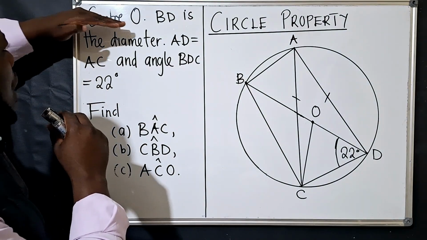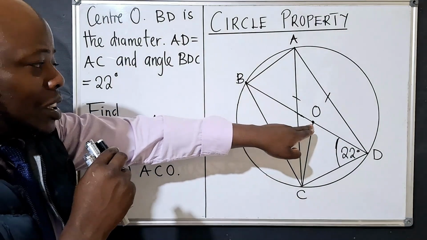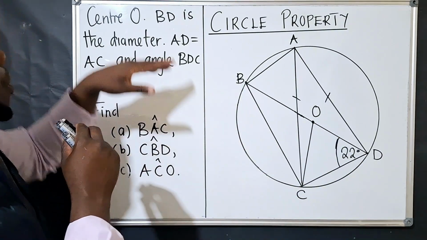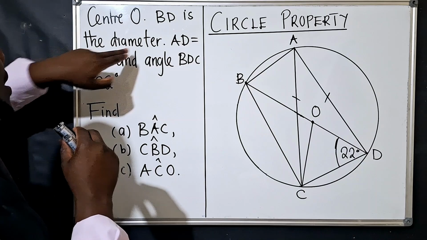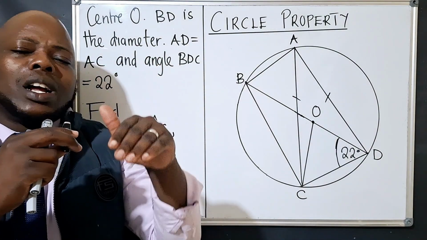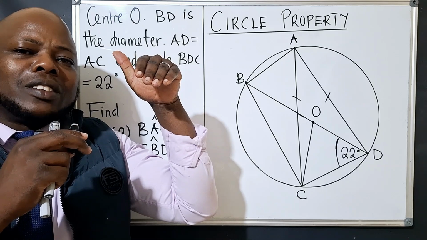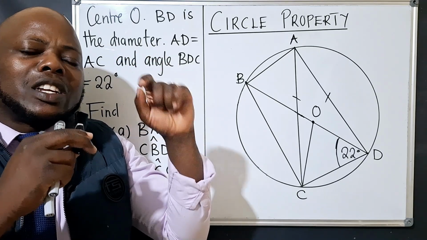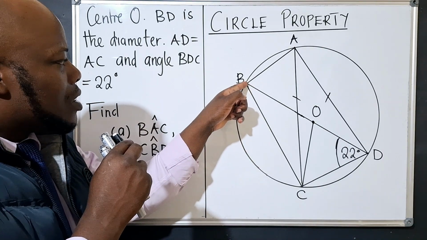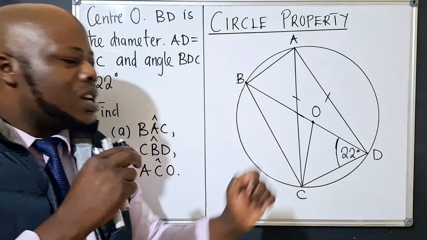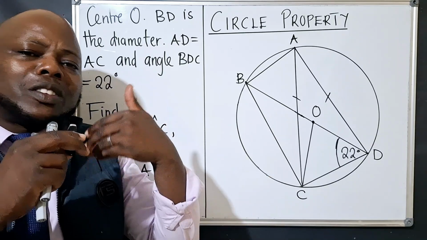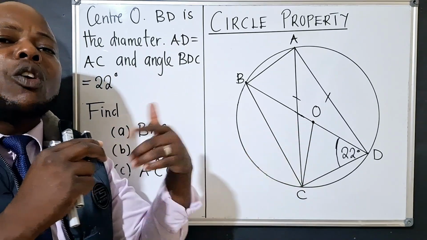They're saying center O. So meaning this is a center right over here. Don't mind where it is. Just know that it's a center O. BD is the diameter. And when we talk about a diameter, we're simply talking about the length or the distance passing through the center, touching both sides of the circle or the circumference. So the distance from here all the way to here, it's the diameter. And the reason why we're saying it's a diameter, it's passing through the center. This is the center O.